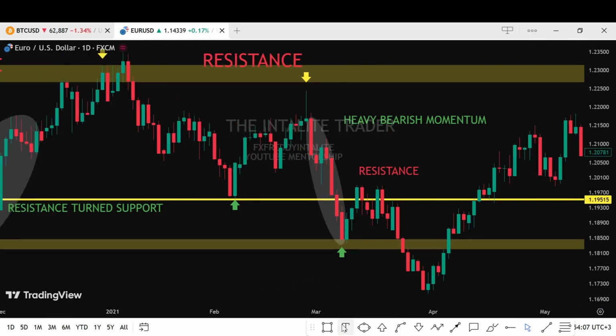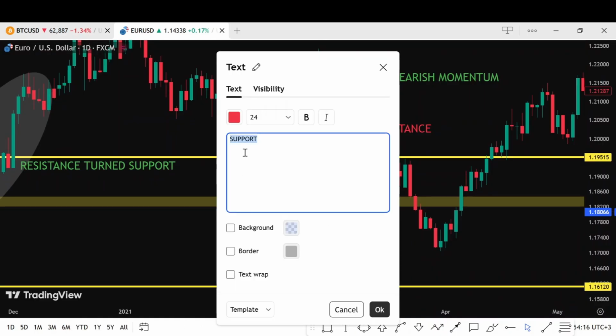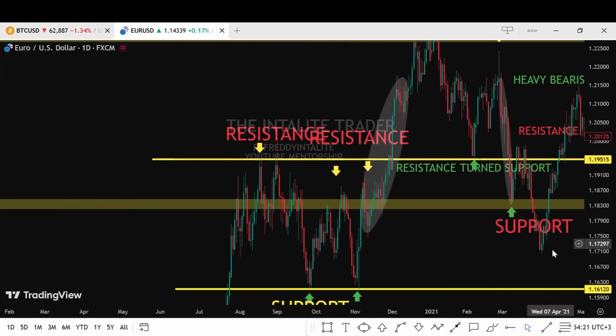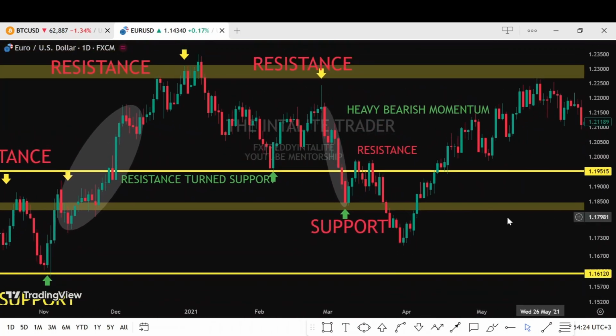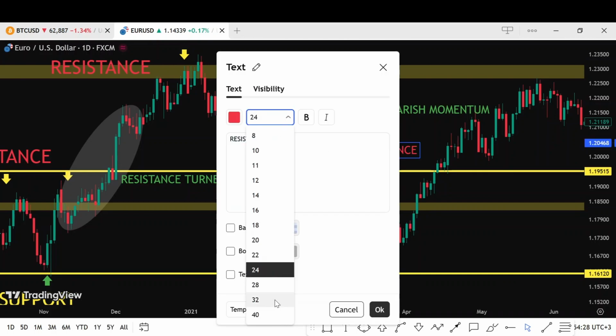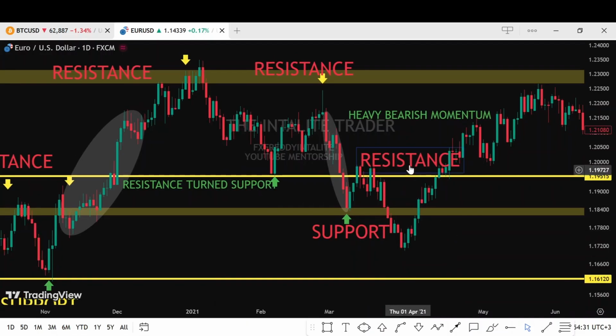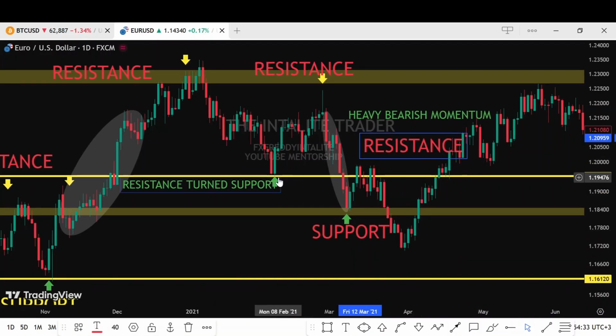And this becomes support because we are in a downtrend. Support here. This is support. Resistance. This is resistance. Why? Because this price was supported up. We broke below it. It now becomes resistant to price.